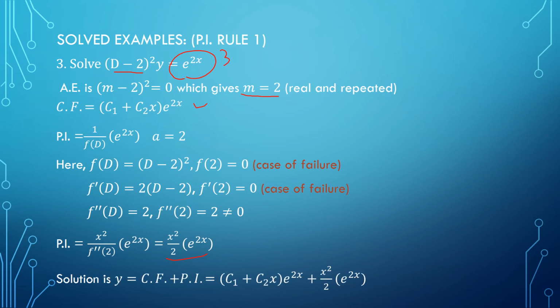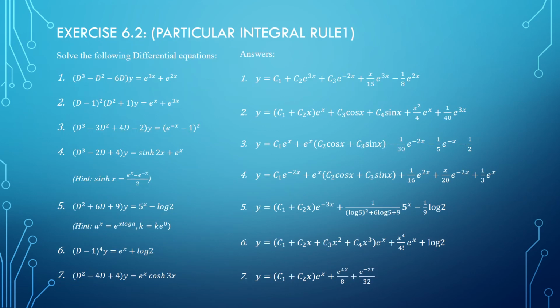Now look at the final answer. The final answer gives me e to the power 2x with c1, x e to the power 2x with c2, and that's why the third repetition will give me x square e to the power 2x, just to make my functions independent. Few exercises.